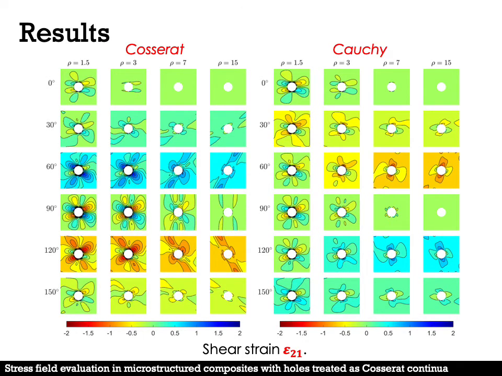This is the result of epsilon 2,1 for the two models. Actually, as the shear strains in the Cauchy continuum are symmetric, epsilon 12 and epsilon 21 are equal for this continuum. Epsilon 21 for the Cosserat continuum also shows direction effects, but its distribution and acting orientation show an opposite behavior compared with epsilon 12 of the Cosserat continuum.